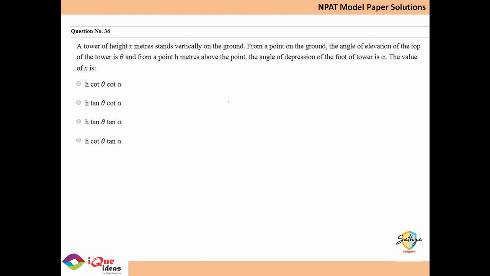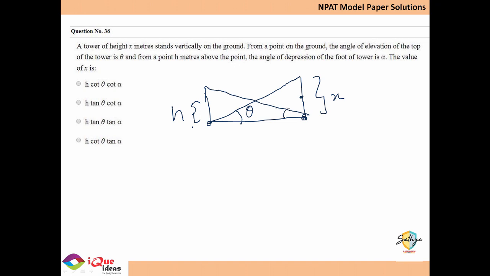Next one. The tower of height x stands vertically on the ground. So let's assume that this is a tower of height x. From a point on the ground, the angle of elevation of the top of the tower is theta. So this is theta. Now, from a point h above the point, so this is the point. So let's say from this point at a distance of h, the angle of depression of the foot of the tower is alpha. So if the angle of depression is alpha, then the corresponding opposite elevation is also alpha.